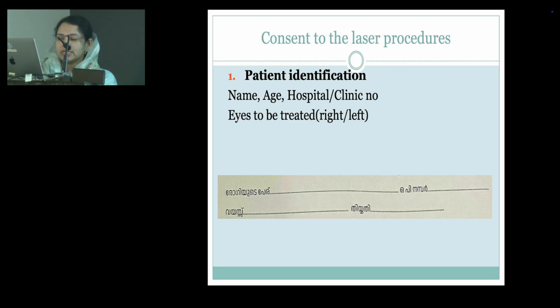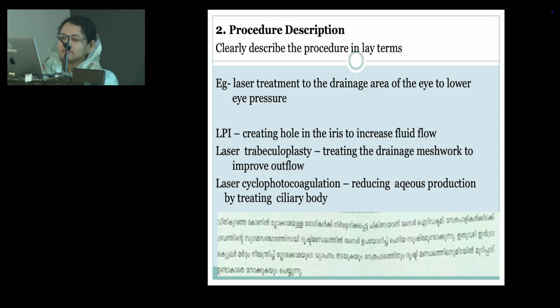The name, age, and hospital or clinic number should be written in the consent form, and the eyes to be treated should be mentioned. And next, we have to describe the procedure. We have to clearly describe the procedure in lay terms. For example, laser treatment to the drainage area of the eye to lower the eye pressure.